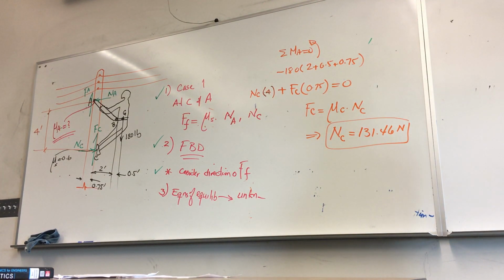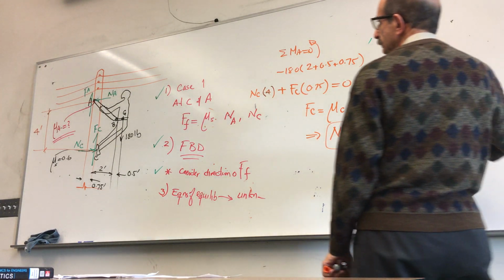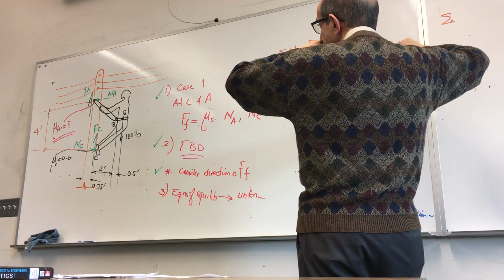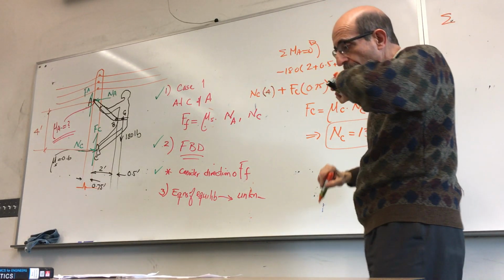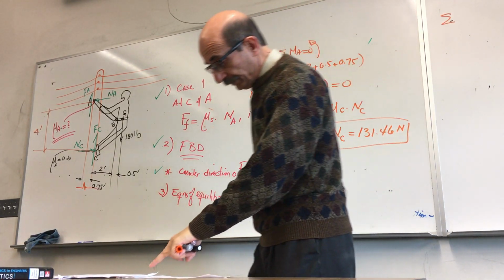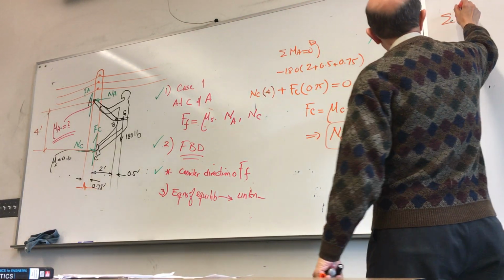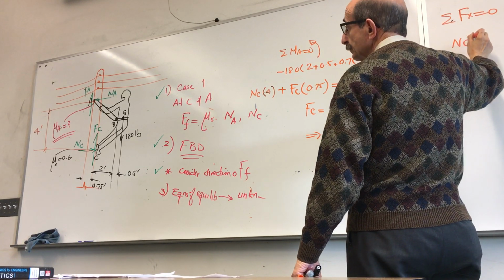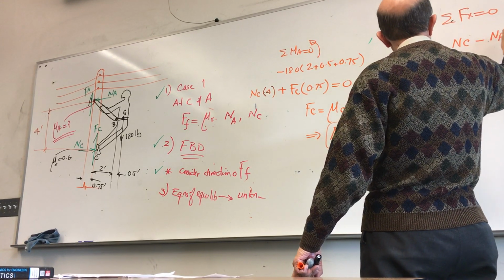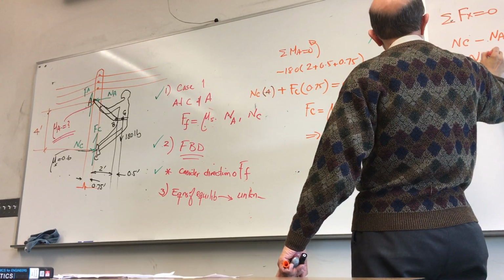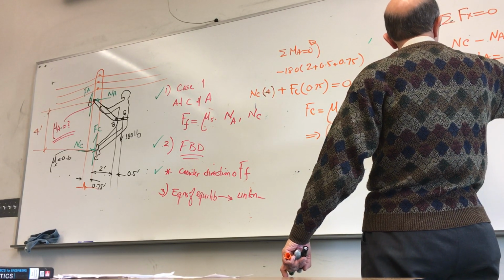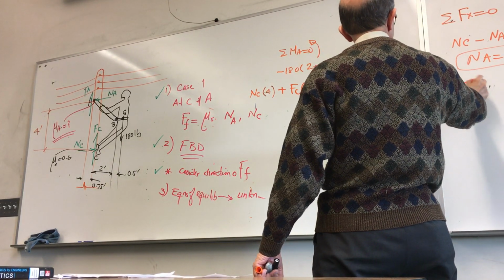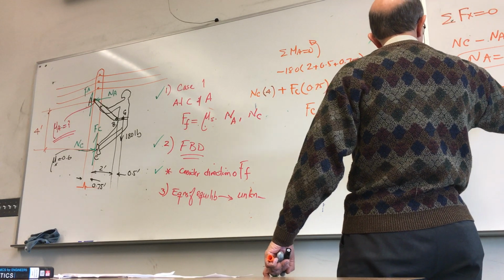The answer is correct. Okay, so once you have that, you just simply write summation of either forces along X or Y, doesn't matter. So I have that answer here. Summation of forces along X is equal to 0. So you have NC minus NA is equal to 0. So NA will be the same, 131.46 Newton. Okay? Then you write summation of forces along Y is equal to 0.